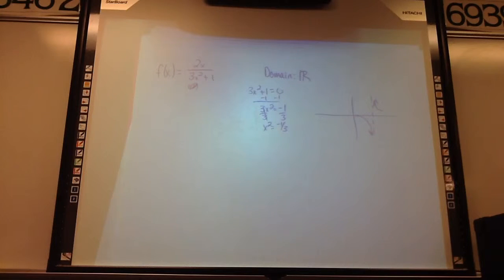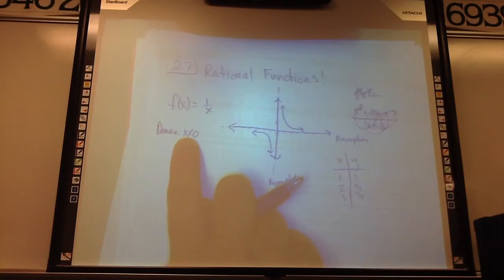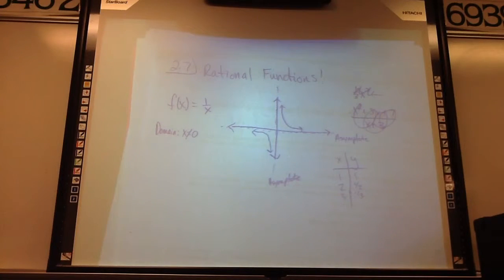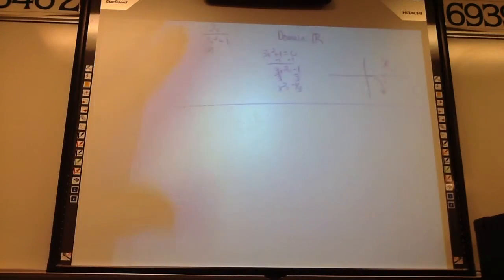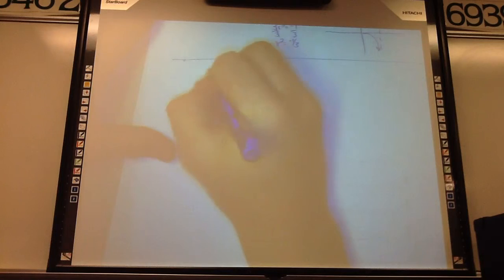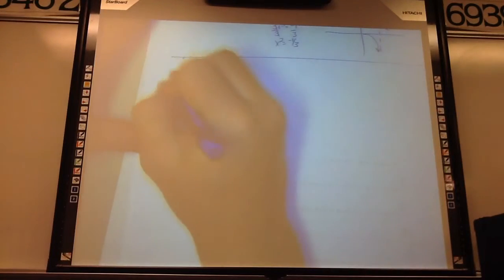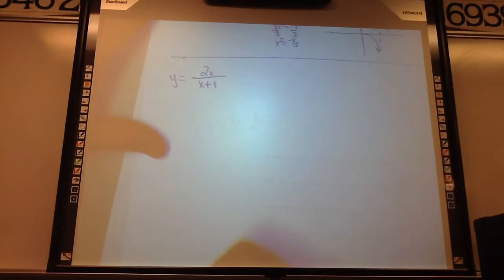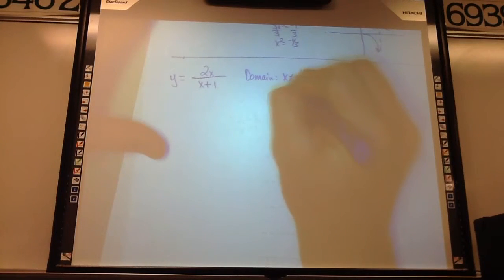Like back to this one. The domain was x cannot equal 0, so at x equals 0 there's a vertical asymptote. If I can pick a better example, I'll just make one up instead of trying to pick one. 2x over x plus 1. So for the domain, x cannot equal negative 1.